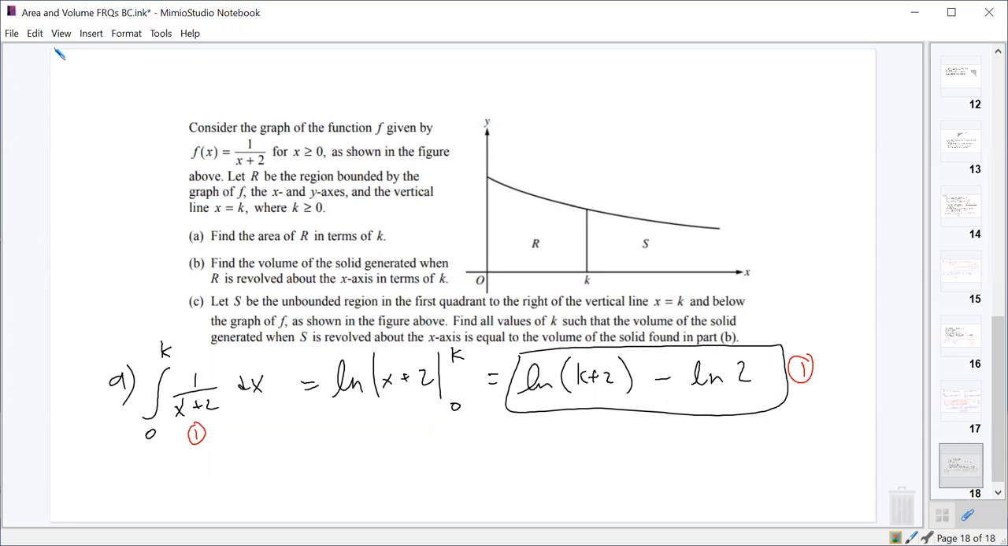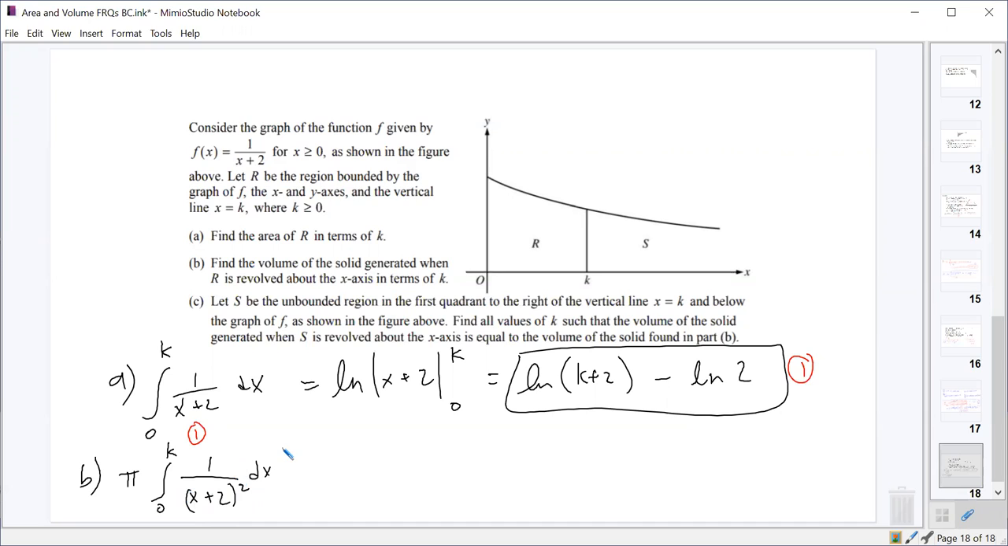Hopefully so. All right, part B was, I would say, just about as easy. Find the volume if we take R and rotate it around the x-axis. We're going to do it again in terms of k. So it should just be pi times our integral from 0 to k of 1 over x plus 2 squared dx. And that's just a u substitution, right? This is really just u to the negative 2 with u equal to x plus 2, because if u is x plus 2, du is just dx.